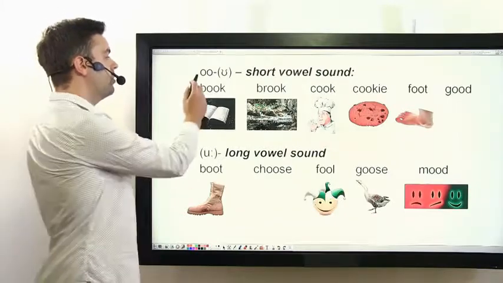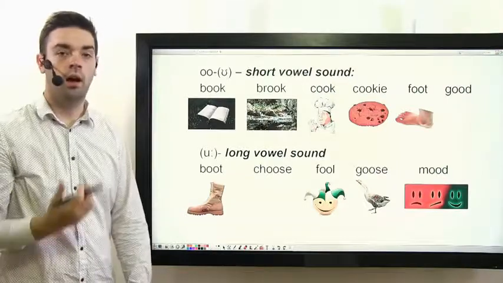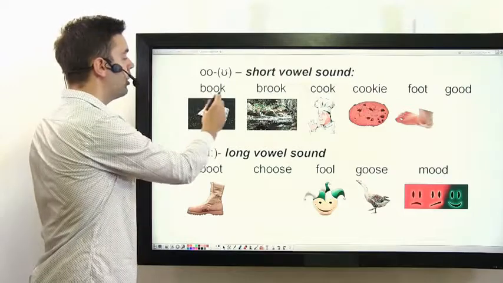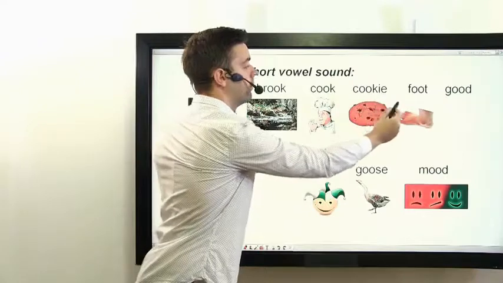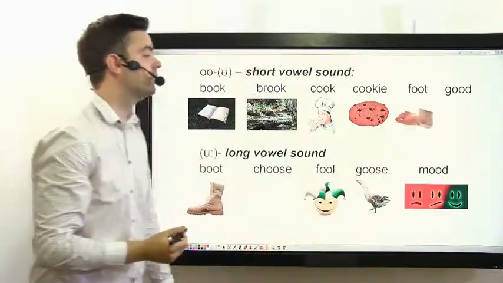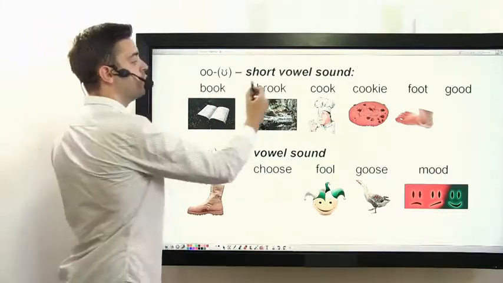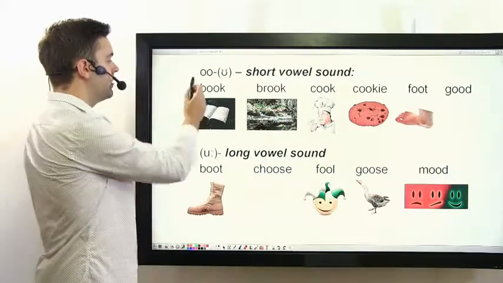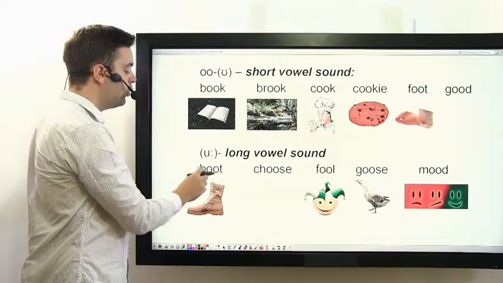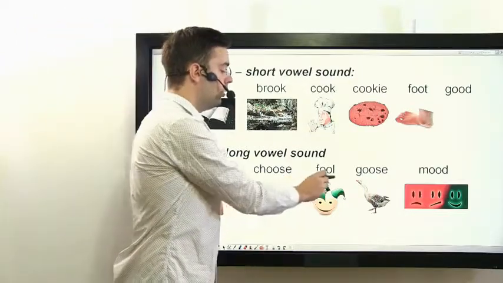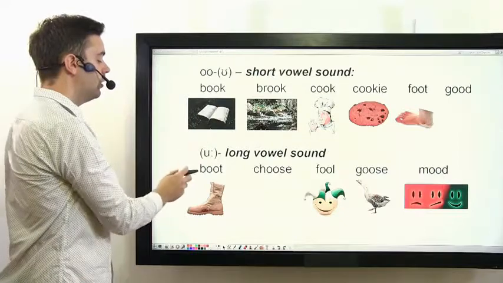When we join two O's together, we get a short sound. So you can get book, brook, cook, cookie, foot, and good. That's a short vowel sound. When we join two O's together, we can get a long vowel sound as well. So boot, choose, fool, goose, and mood.